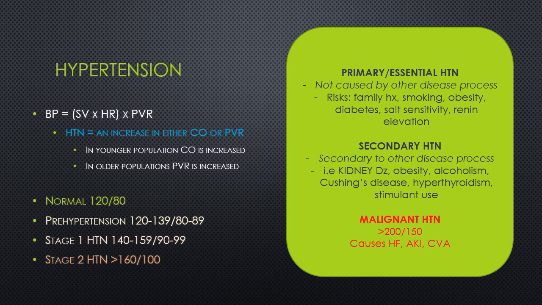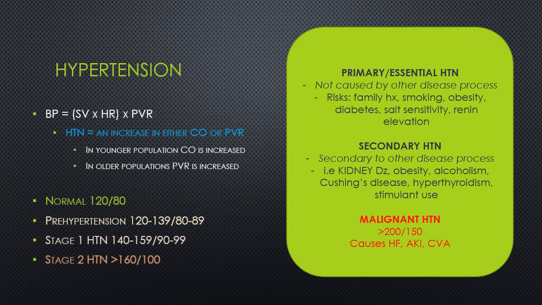Secondary hypertension exists when your blood pressure is elevated due to other disease processes, like underlying kidney disease, which would lead to that chronic increased renin or salt retention, obesity, alcoholism, Cushing's disease, hyperthyroidism, and stimulant use. So again, any other primary disease process that increases your stroke volume, heart rate, or your peripheral vascular resistance would then lead to an elevation in your blood pressure.